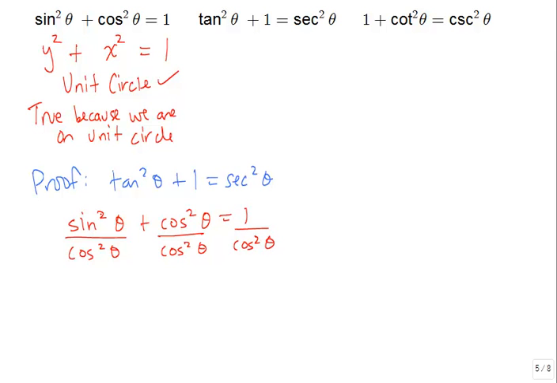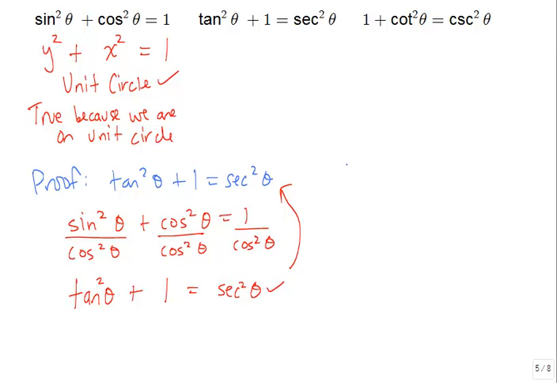Now sine squared theta over cosine squared theta is like sine theta over cosine theta, which we just talked about on the last page. That's tangent of theta, and we're squaring it. Cosine squared over cosine squared just becomes 1, and 1 over cosine squared is like 1 over cosine, which we said was the reciprocal, so that's secant, and it's being squared as well. So we've just proven this second Pythagorean identity.